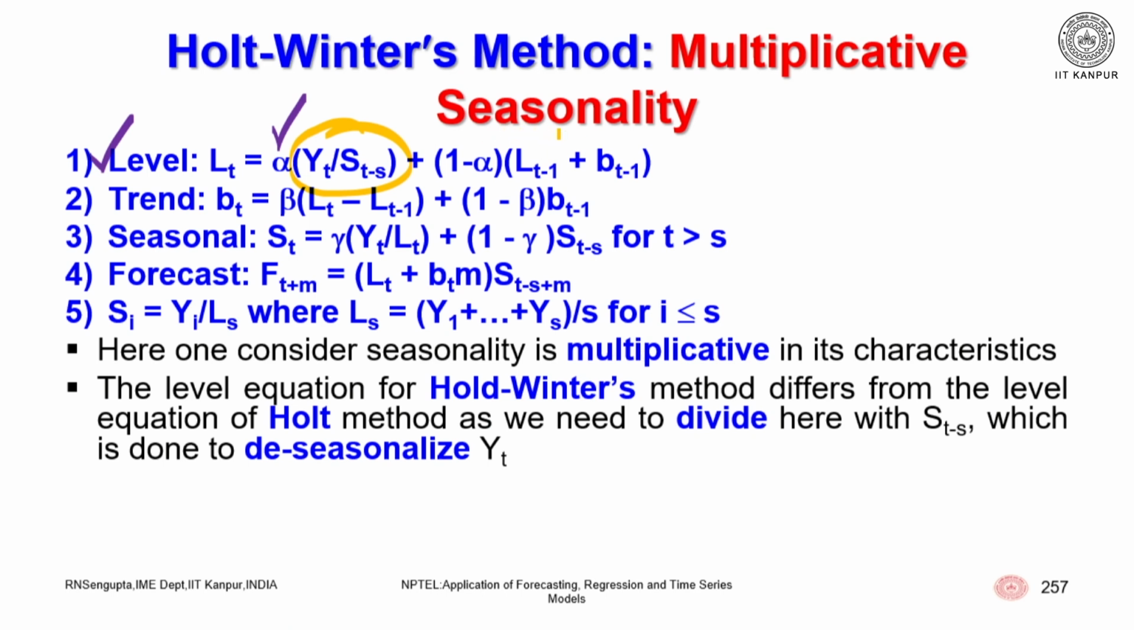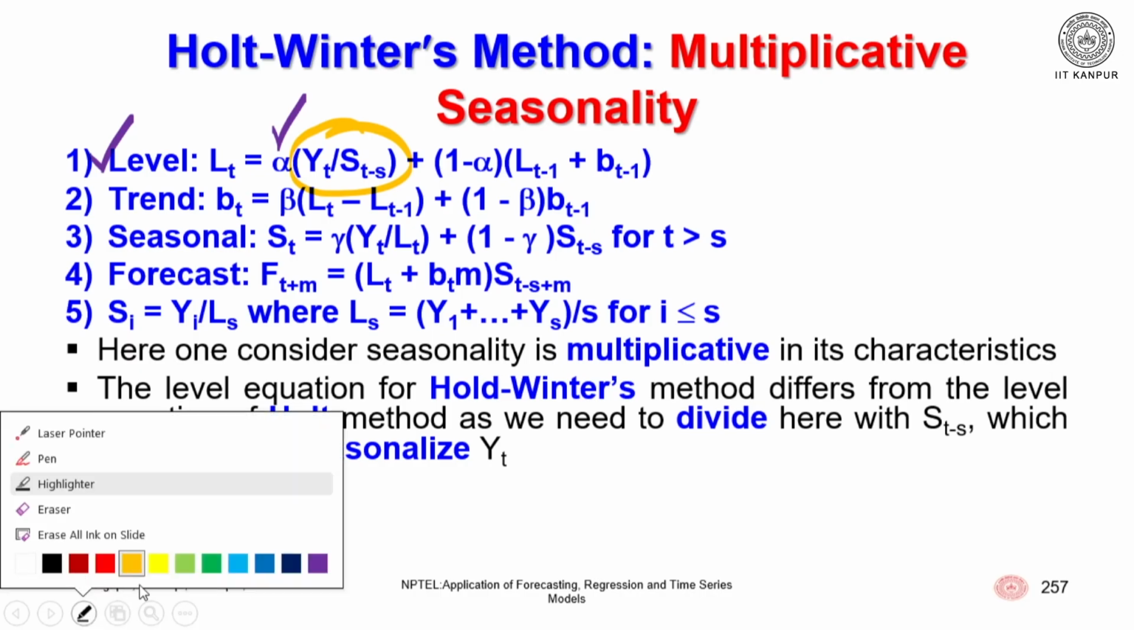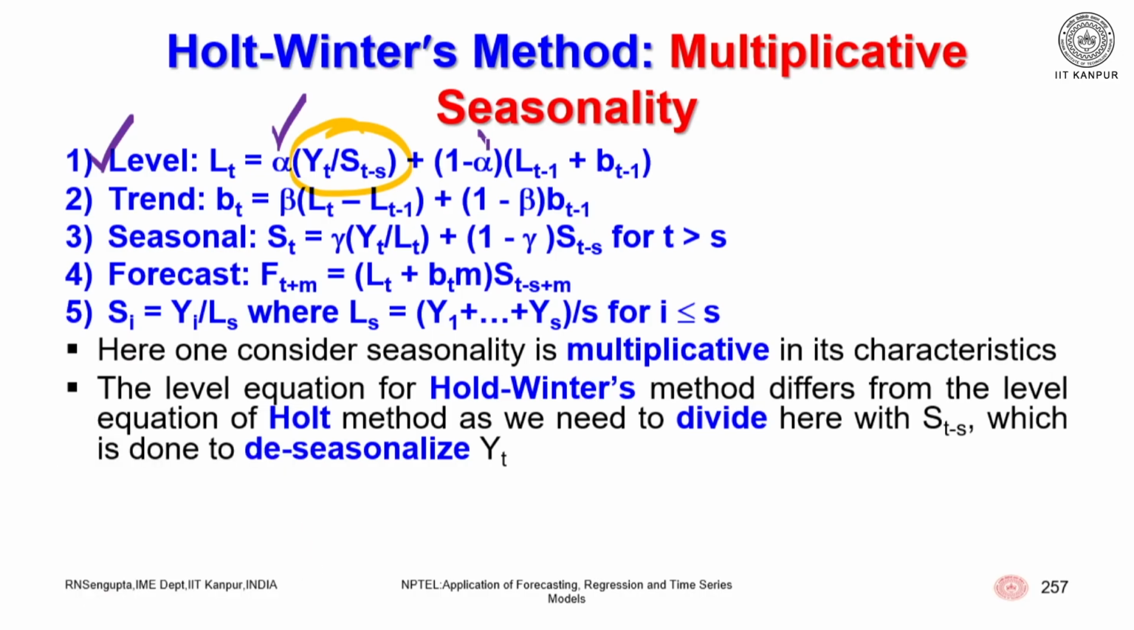So, you have the level which I will mark in violet. These are the two parts, and depending on the weight which you put for alpha, you can give more weightage or less weightage to the term y_t by s_t minus s, and the other term being l_t minus 1 plus b_t minus 1. Now, remember here, the suffix t is the time frame where you are standing, that is point 1. The second point is that there would be an m, and m is basically how far forward you are trying to forecast.